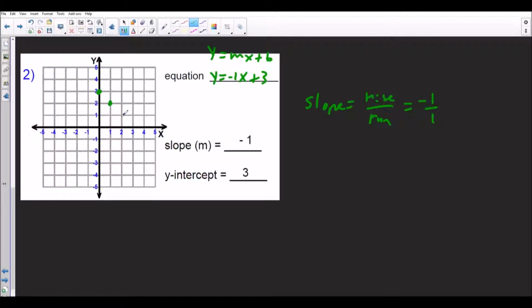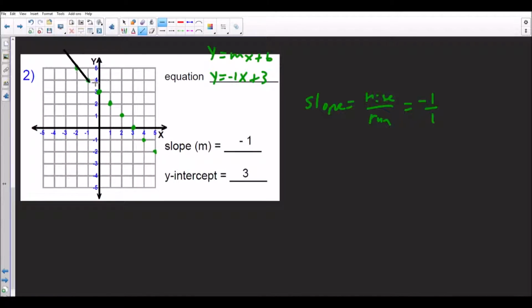And it's going to keep doing that. So our rise is negative 1, so we go down 1, and then we run 1 to the right. We just keep on doing that, and we can also go up from the y-intercept because we know that from here to here, it's going to go down 1. So when we go backwards, we're going to go to the left 1 and then up 1. So left 1, up 1 when we're going backwards from the y-intercept. So then we have our line right there.